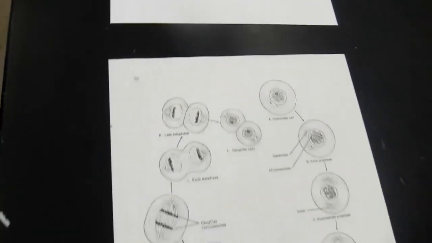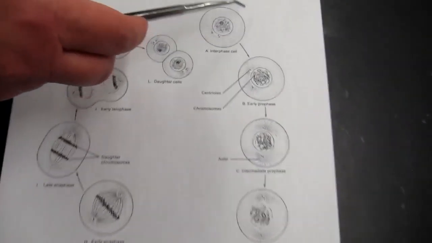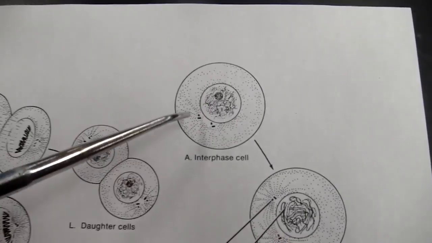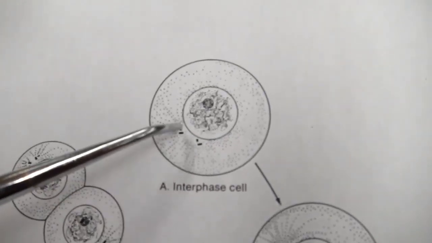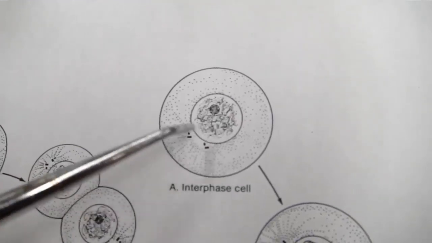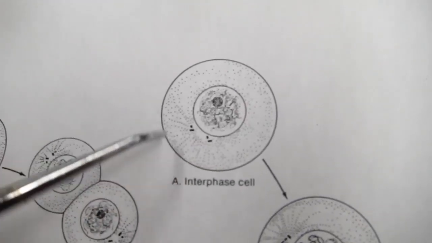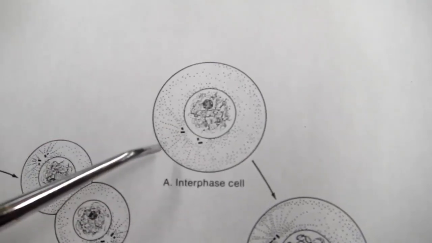Okay, so those are our structures. Let's go through the basics of mitosis. So our interphase cell, we can see here, there are two sets of centrosomes. They're starting to move to opposite poles of the cell, and they're developing spindle fibers that are starting to move out around them.